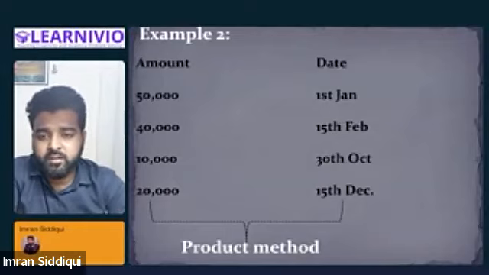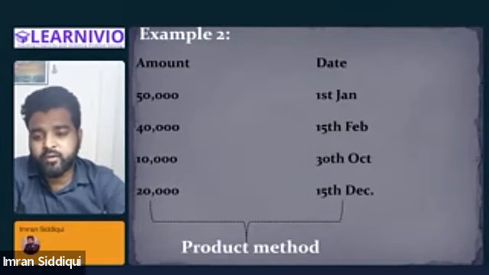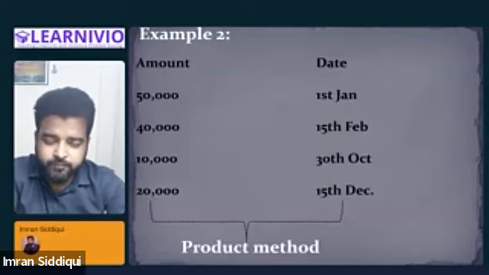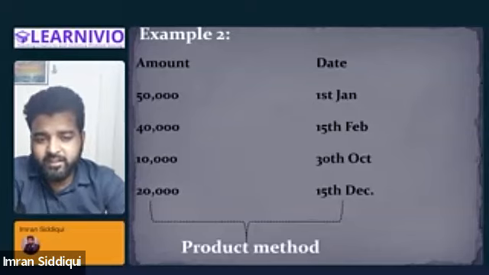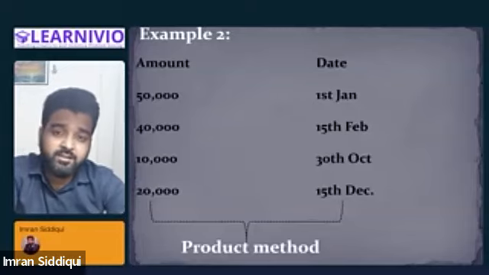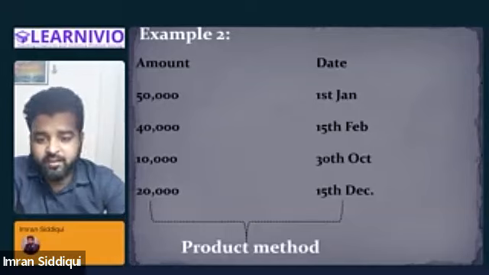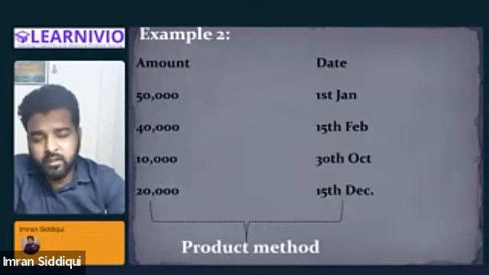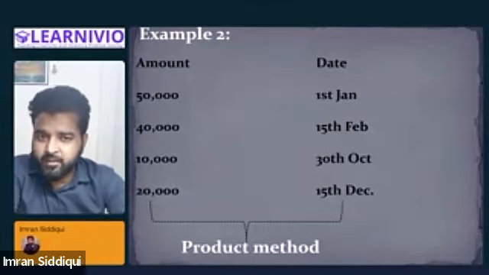But here in example 2, you can see the amount is different. First time we withdrew 50,000, second time the partner withdrew 40,000, then he withdrew 10,000, then again 20,000. So the amount is different. And on the other hand, the date or the interval between the drawings is also different. Now, see, I'm not saying that both the things should be different. Either the amount is different or the interval is different. If any one of the things is different, then we'll apply the product method. If both the things are different, then also we'll apply the product method. Let's suppose the interval of drawing is same, but the amount of drawing is different every time, then also we'll apply the product method only.